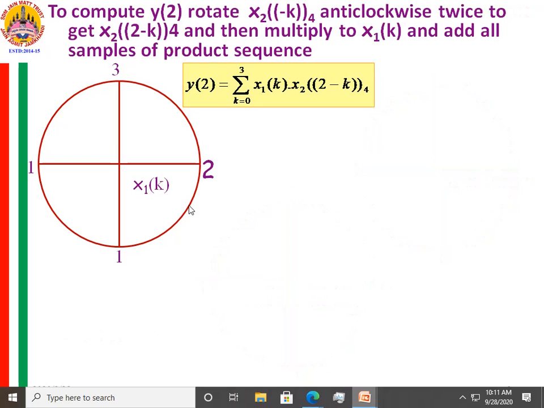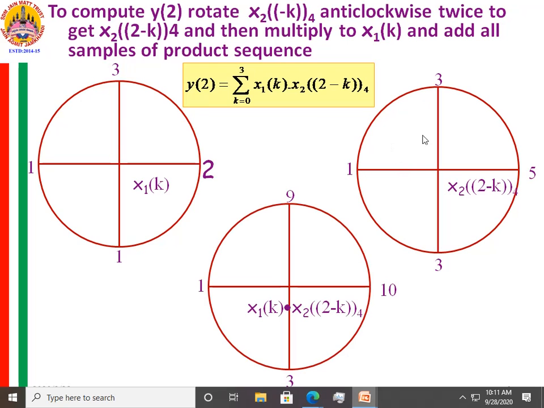In a similar fashion, we have to proceed ahead to obtain y2. Now to obtain y2, this x2 of 1 minus k which we have, we just rotate one more time in the anti-clockwise direction. So you get this sequence. Now after pointwise multiplication of x1 of k with x2 of 2 minus k, you will get this product sequence. This 5 into 2 is 10, 3 into 3 is 9, 1 into 1 is 1, 3 into 1 is 3. Now if I add all the samples of this together, y2 you will get is equal to 23. 9 plus 1 is 10, 10 plus 10 is 20 and this 3, 23.